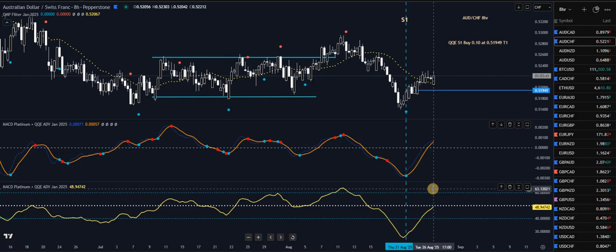You probably hear some banging in the background. I've got a construction site right across the road, so I apologise about that. I can't do these videos without them doing their scaffolding. The QQE is still not through the 50 level, so I'm not taking any trade action as yet.